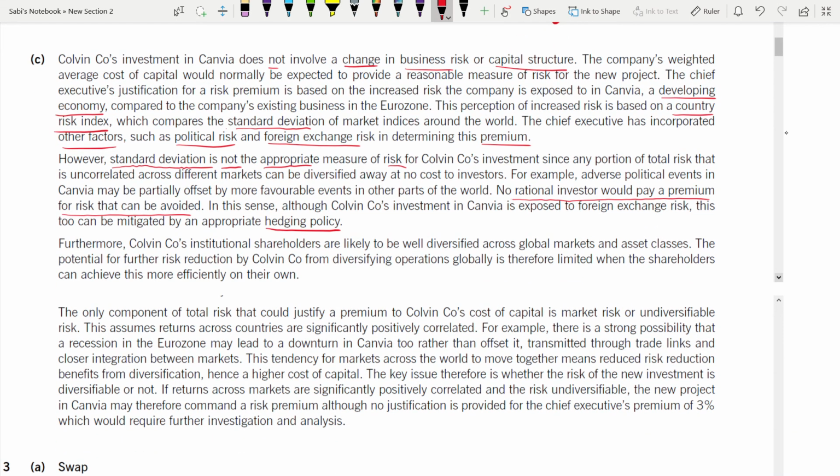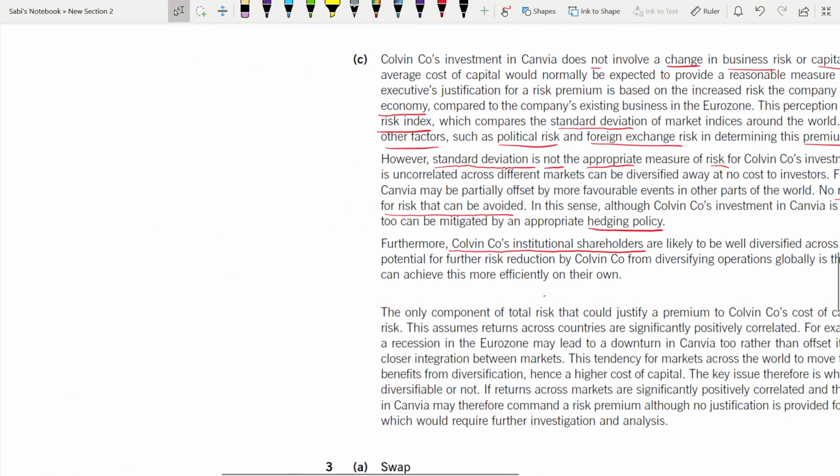Furthermore, Covalent's institutional shareholders are likely to be well diversified. Institutional shareholders, you have to talk about institutional shareholders. Why? From where? First line.